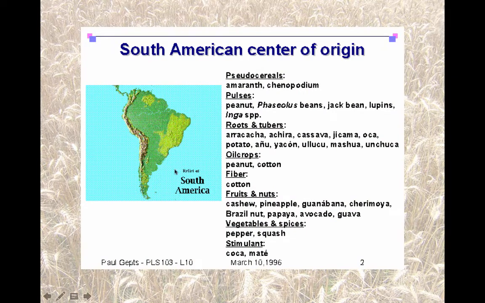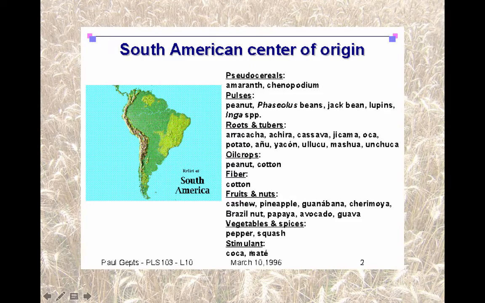And in South America, we have amaranth, chenopodium, which is our quinoa, peanuts, jack bean, lupins, root crops, including cassava, jicama, oca, potato, important, oil crops, peanut and cotton again for fiber, and a whole bunch of our favorite fruits, cashews, pineapples, guanabana, cherimoya, that's related to that sugar apple, or custard apple, that we had at Chinatown, Brazil nut, papaya, avocado, guava, and lots of different kinds of peppers, hot and not hot, and squashes, and again, and stimulants, we have coca, which is where cocaine comes from, and mate.